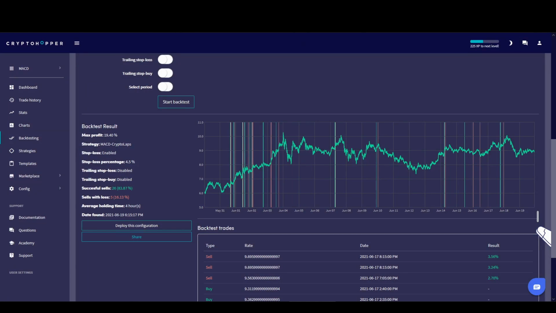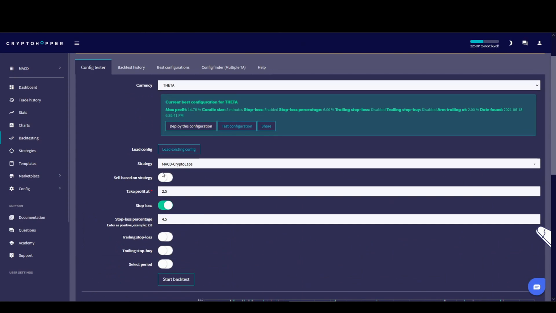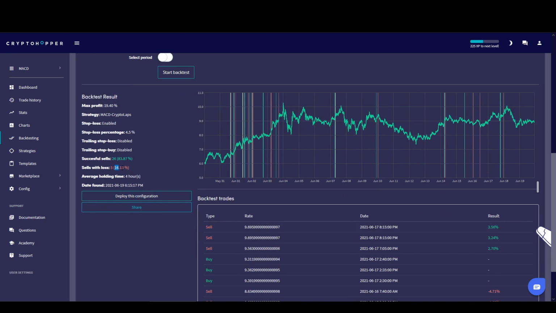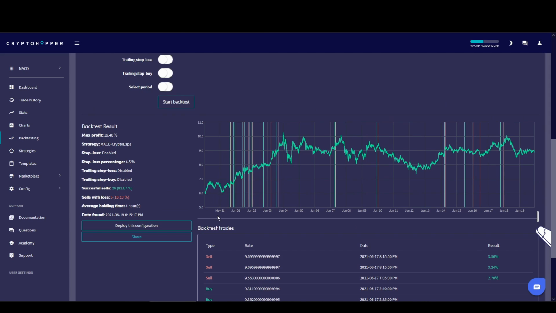All right, so backtesting is finished. Let's go back to my screen. So this one is Theta. This one actually was pretty good. So 19%, 83% successful sell, and 16%, which was only 5, well, maximum up to 5 loss for that period. So it was from May 31st up to June 19th. So for about 3 weeks.